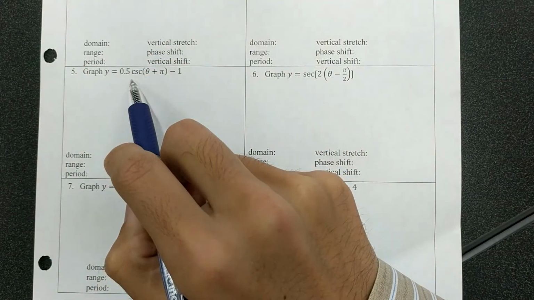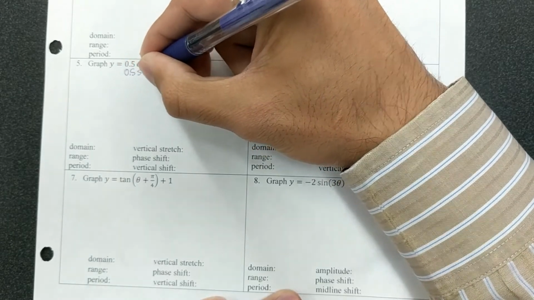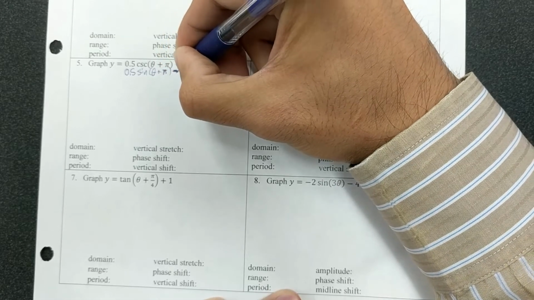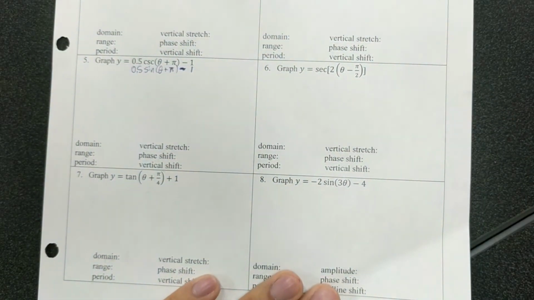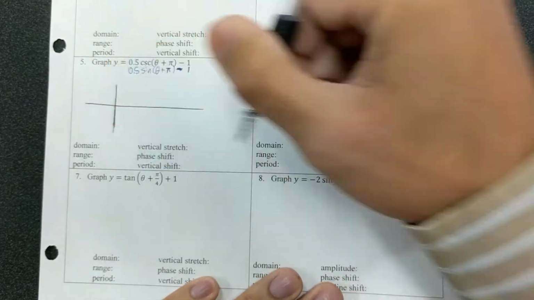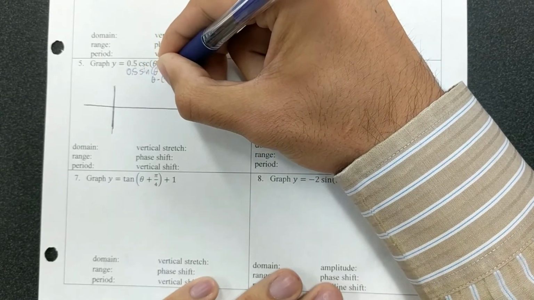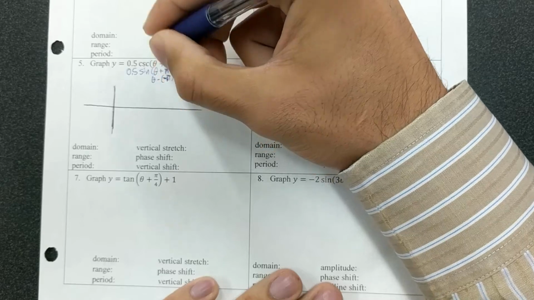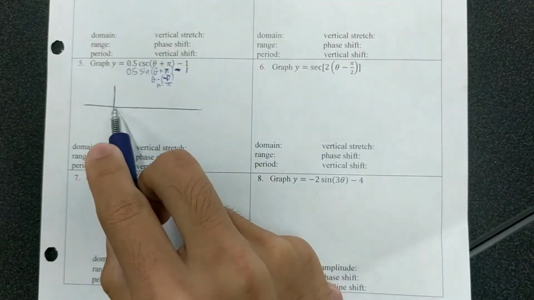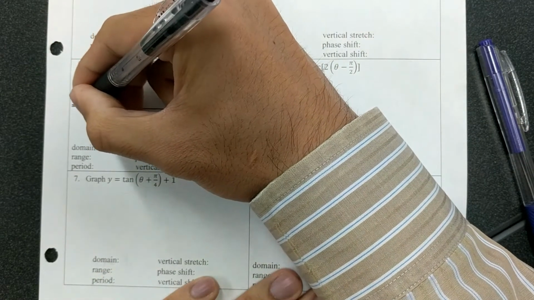Okay, so to graph cosecant, I'm going to first graph its sine function and then I'll work from there. In order to graph the sine function, I would first look at the h value. So here h is negative pi because it's theta minus h. So instead of starting at 0 like normal, I need to shift it and start at negative pi instead.